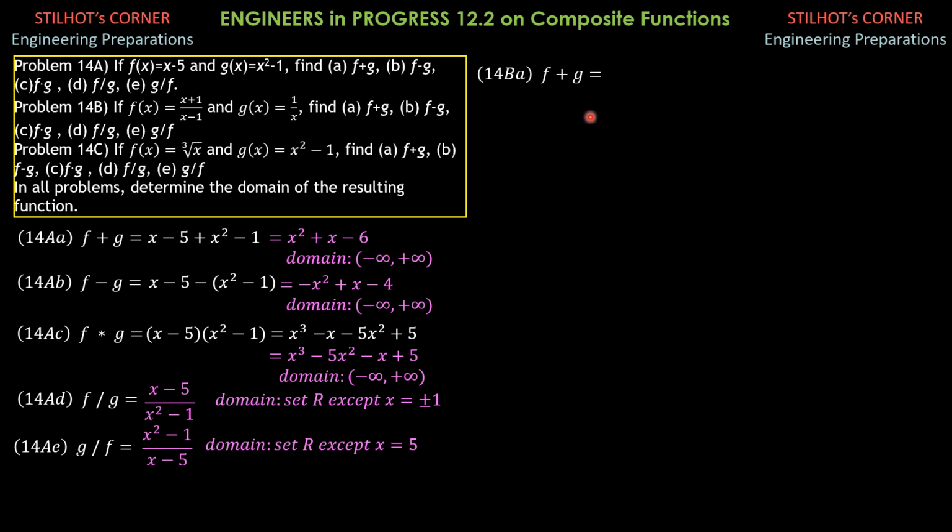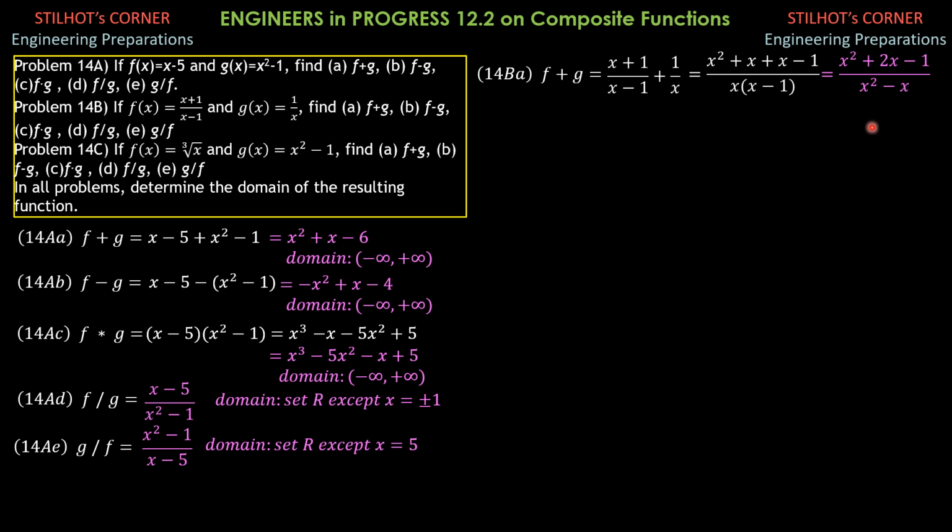14ba, f of x is x plus 1 over x minus 1, g of x is 1 over x. Therefore, f plus g is x plus 1 over x minus 1 plus 1 over x. LCD is x times x minus 1, and when we simplify, we have x squared plus x minus 1 all over x times x minus 1. Simplifying the numerator, we have resulting function x squared minus 1 over x squared minus x.